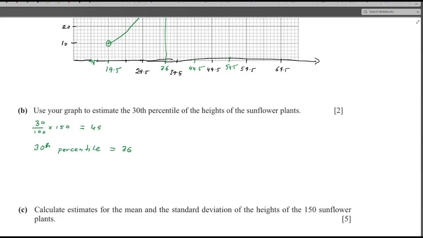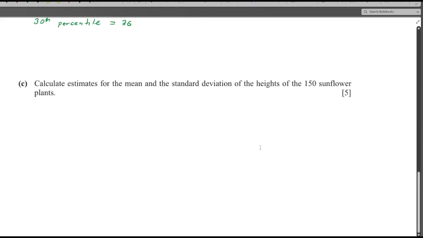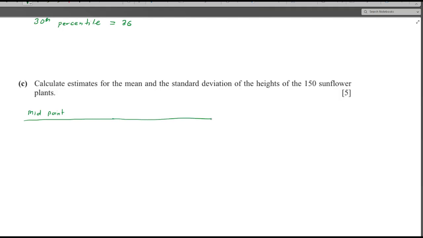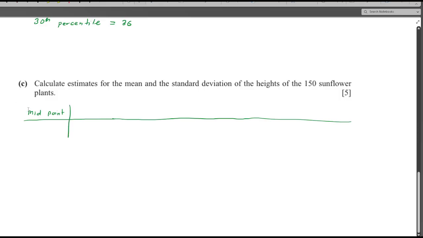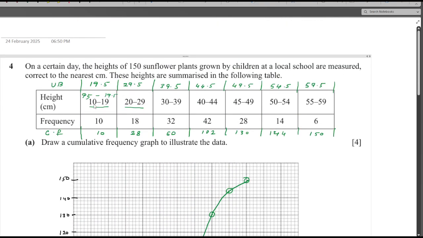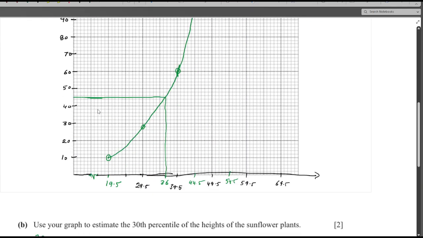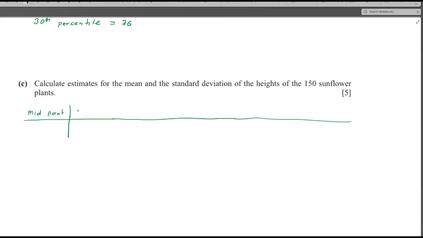Now to calculate mean and standard deviation, we should first find the midpoint. So let us draw the midpoint column. The first value is from 10 to 19. To find the mid value, you add 10 and 19 and divide the whole by 2, so the midpoint is 14.5.